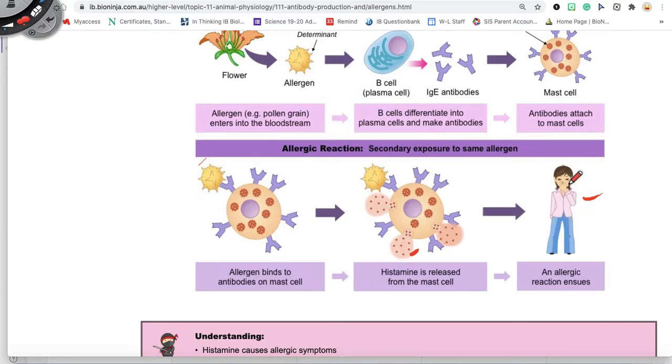So when you take an anti-allergy drug, you take an antihistamine. What you're trying to do is prevent this histamine molecule from being released from your mast cells.